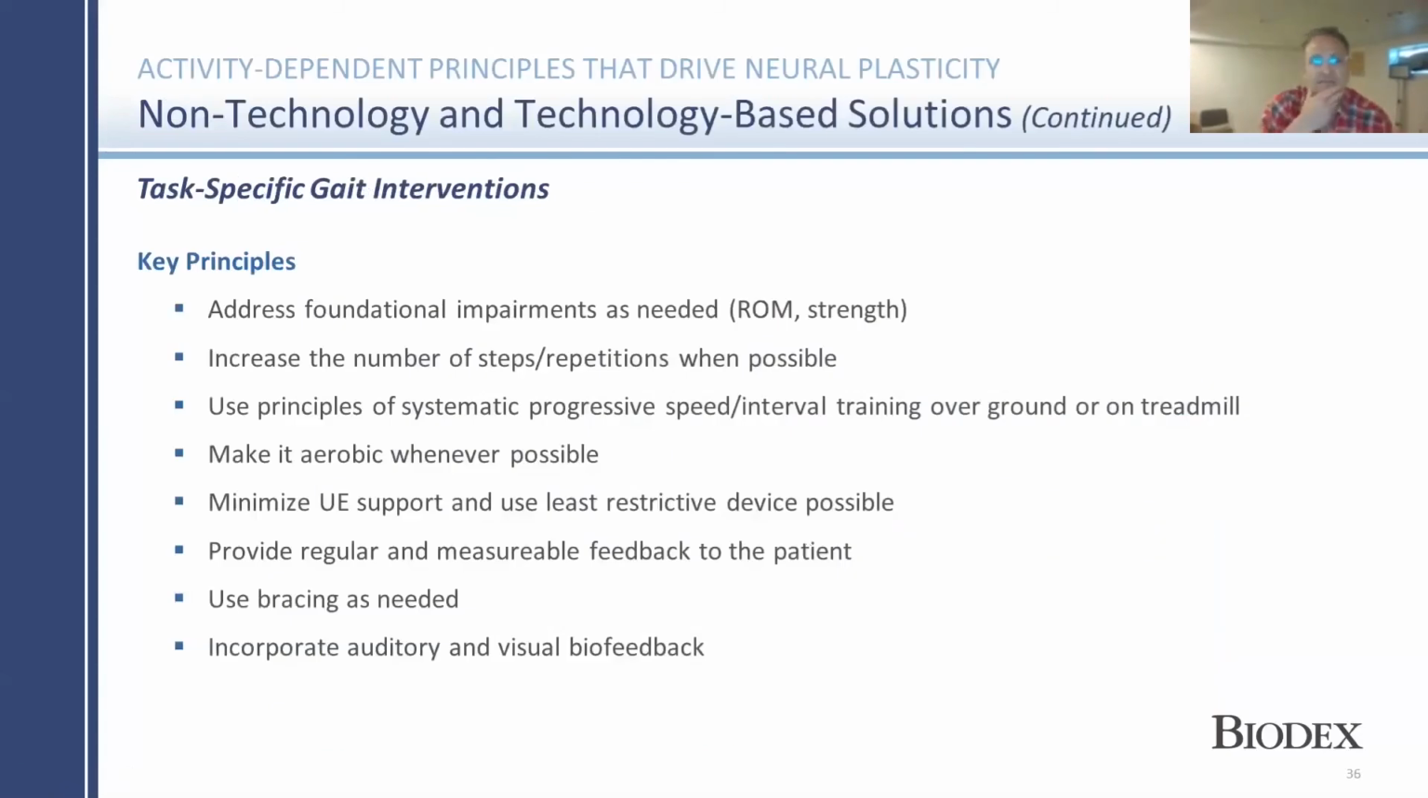Task-specific gait interventions. Again, minimize upper extremity support. You're just basically trying to find the biggest challenge for the patient, whether you're an OT or a PT. What's going to challenge that patient? What's going to make it intense? What's going to make it repetitions? Because that's how we're going to influence that neurologic system.